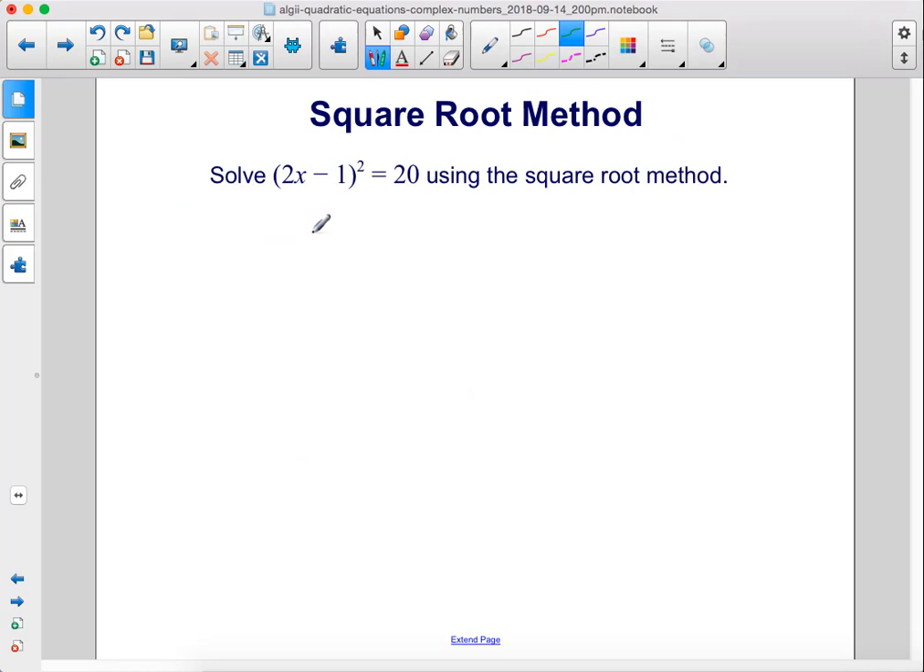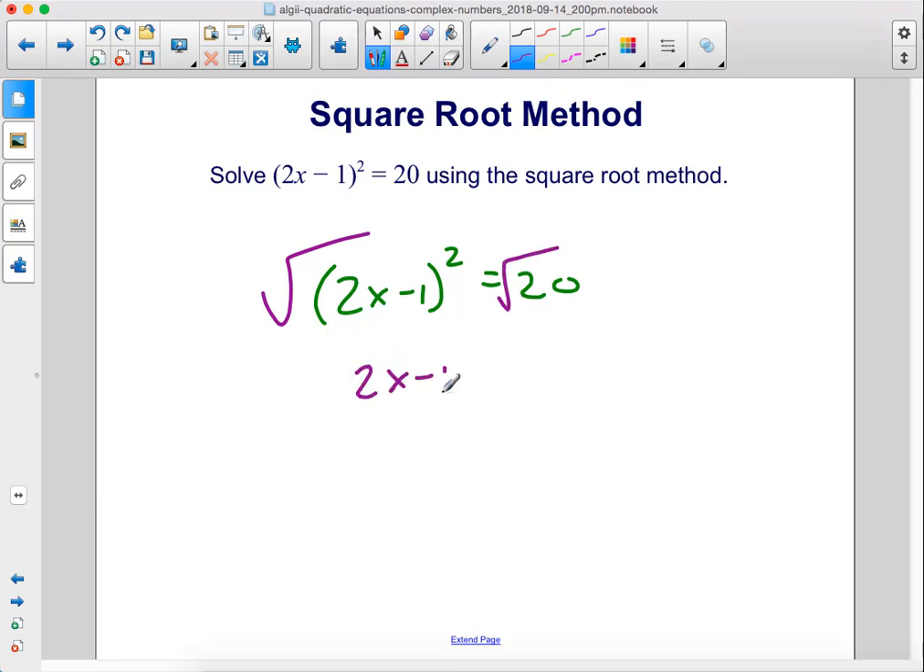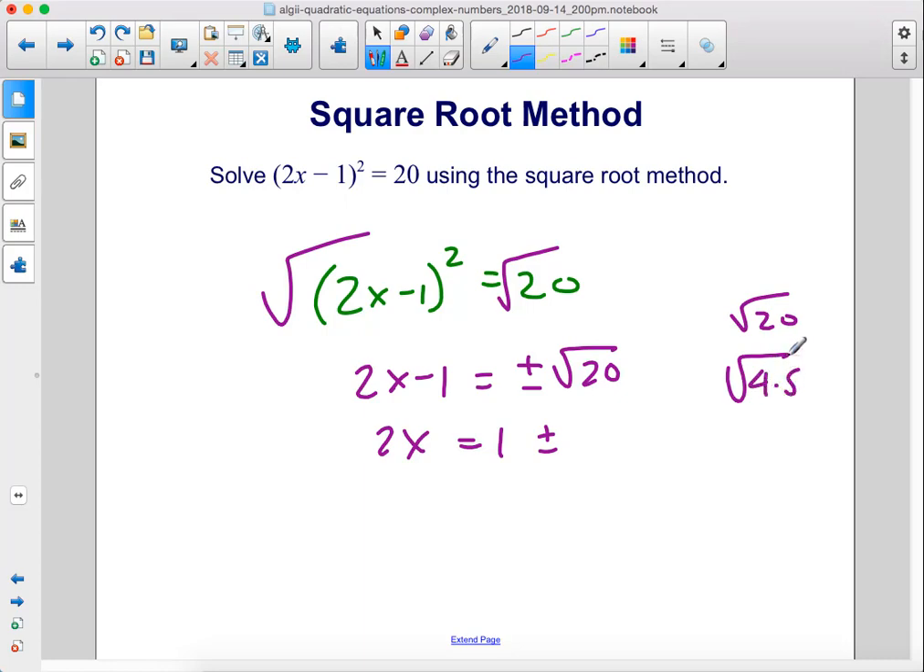Solve 2x minus 1 squared equals 20 using the square root method. All right, so we have 2x minus 1 squared equals 20. We will take the square root of both sides, and that gives us 2x minus 1 equals positive or negative square root of 20. We'll add 1 to both sides, and the square root of 20 is the same thing as the square root of 4 times 5, so we can take a 2 out. 2 times the square root of 5. So this is the same thing as this.